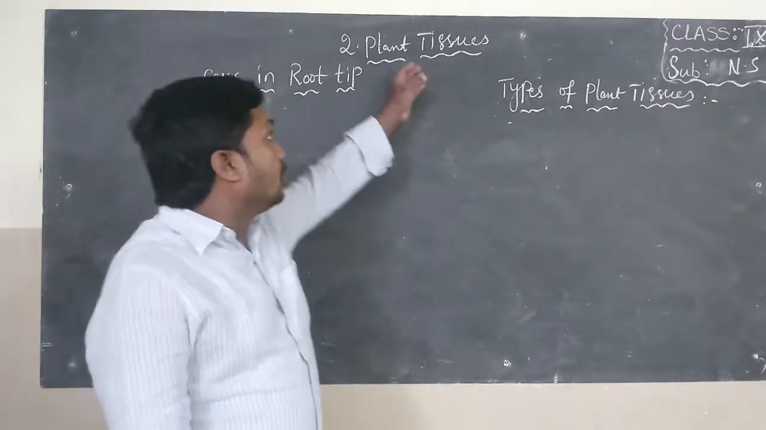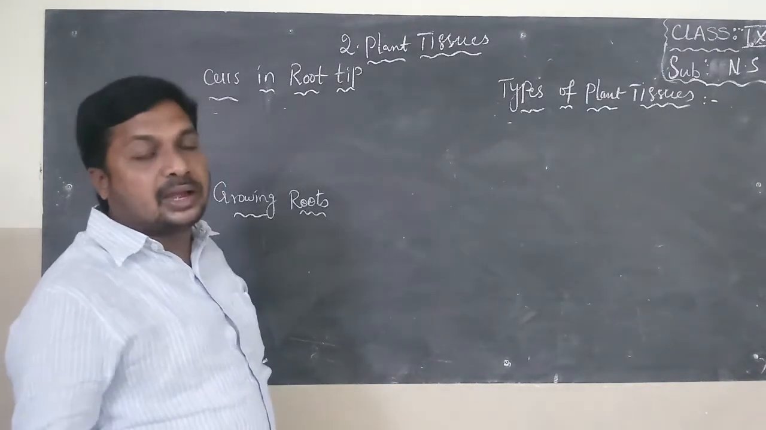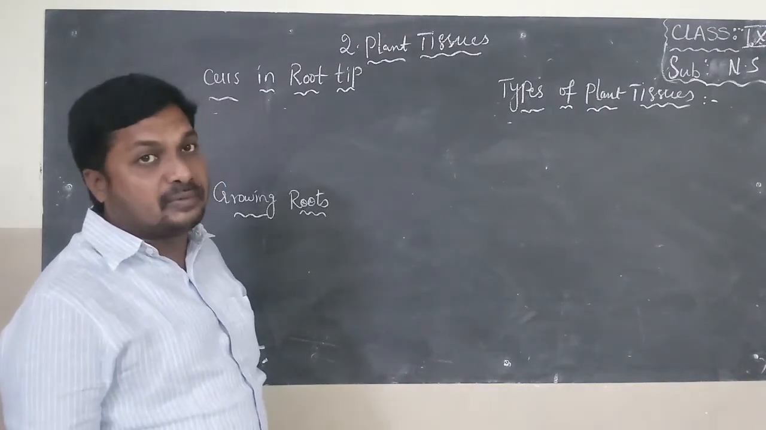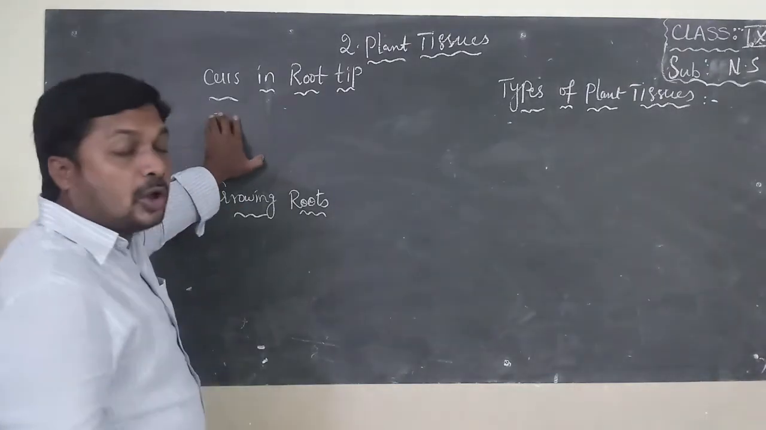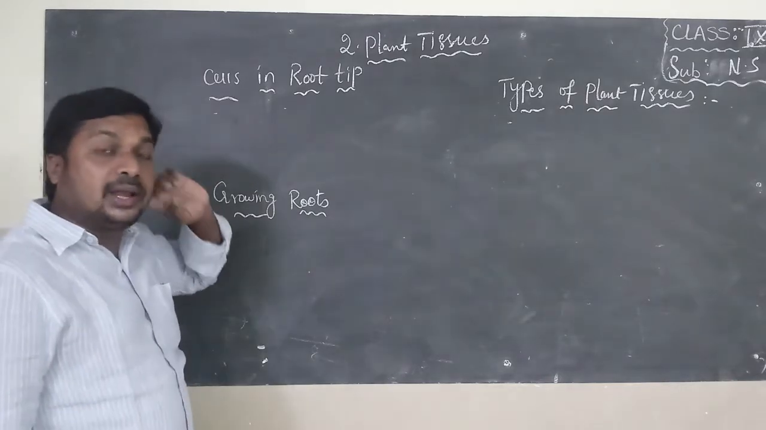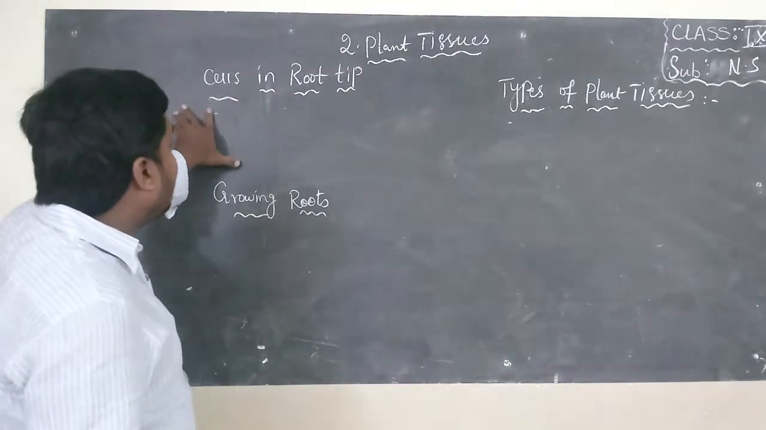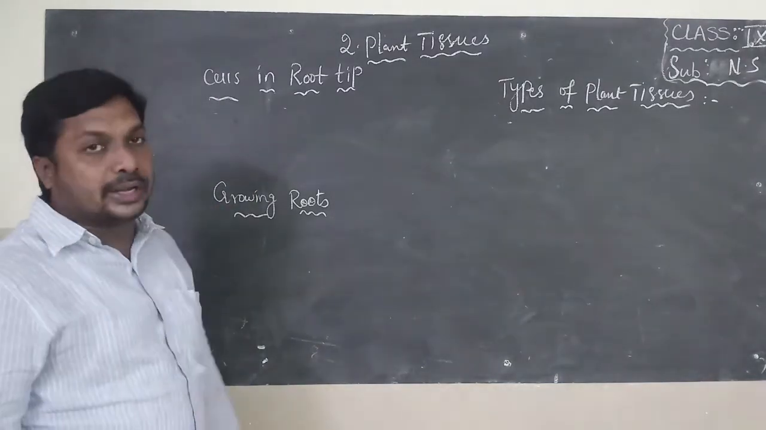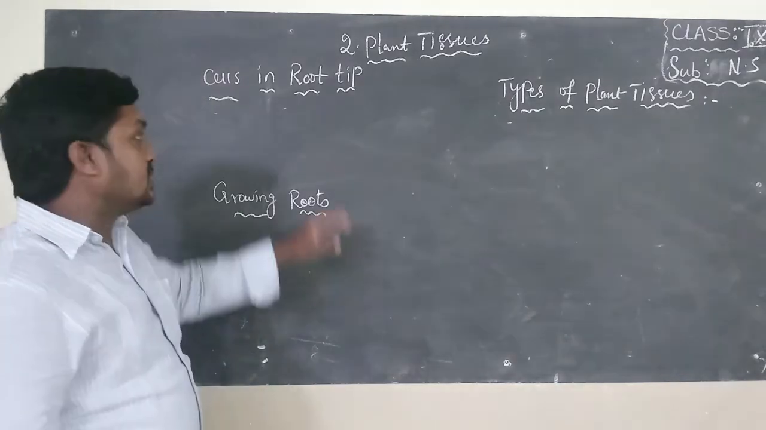Now we will discuss plant tissues, and also explain different parts of the plant which perform different functions. Now I will explain about cells in the root tip. Already in the previous class we observed cells in onion peel and cells in a betel leaf. Now I will explain about cells in the root tip. What are the cells? How is the arrangement of cells in the root tip?